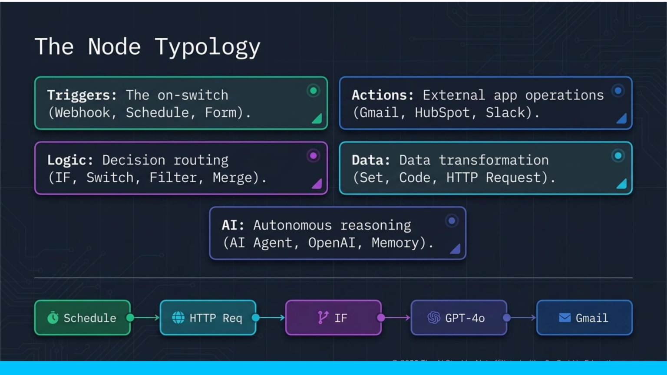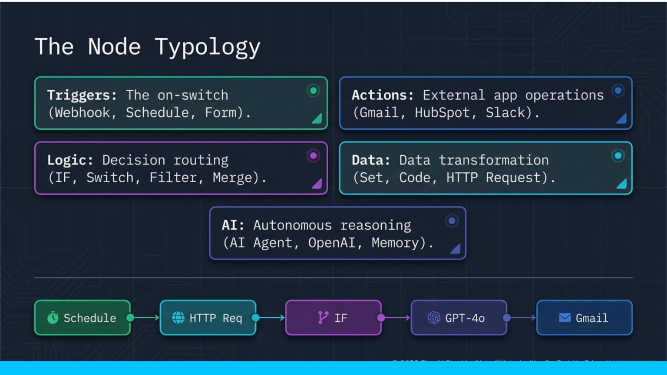Now let's categorize every node you will use. 5 types. Triggers are your on switches. Webhook, schedule, form. Actions talk to external apps. Gmail, HubSpot, Slack. Logic handles routing. If, switch, filter, merge. Data transforms what is inside the payload. Set, code, HTTP request. AI provides autonomous reasoning. AI agent, OpenAI, memory.